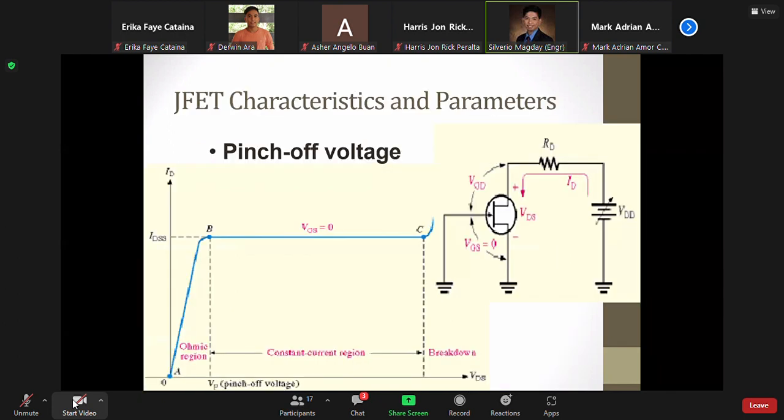So yung basis natin parang ito, binibigyan natin siya ng counter from dun sa BJT. So for JFET characteristic and parameters naman, may tinatawag na tayo na pinch off voltage. So we have the ohmic region, constant current region, and the breakdown region. Pag sa JFET naman yung characteristic curve.